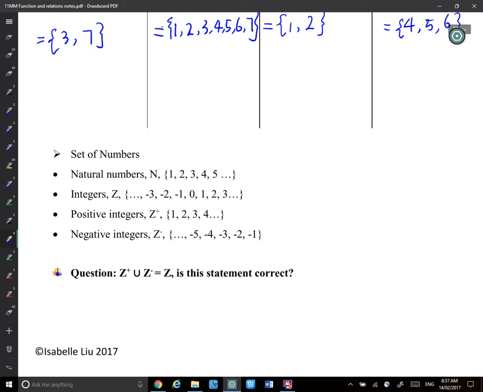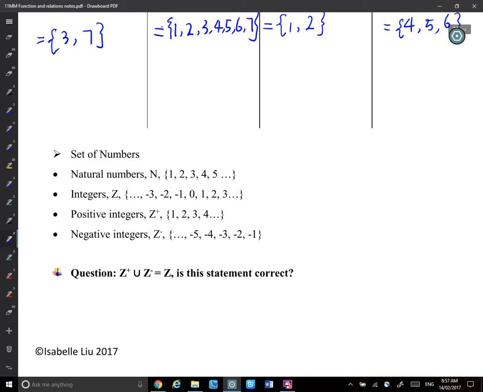For the first one, we talk about natural numbers. We use N to represent natural numbers. Natural numbers include 1, 2, 3, 4, 5, 6, and so on, but not including 0. In natural numbers there's no 0. So when you see the letter N, there's no zero inside.